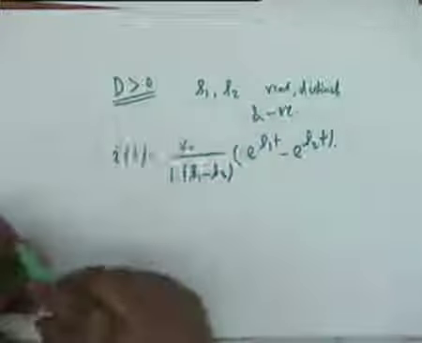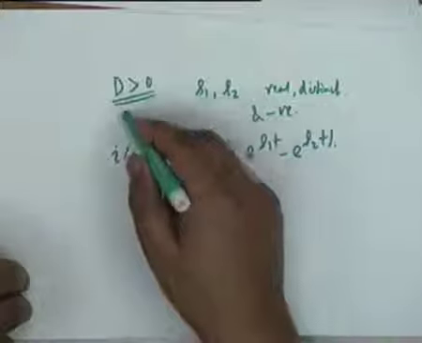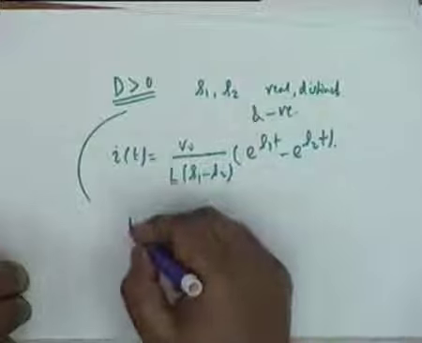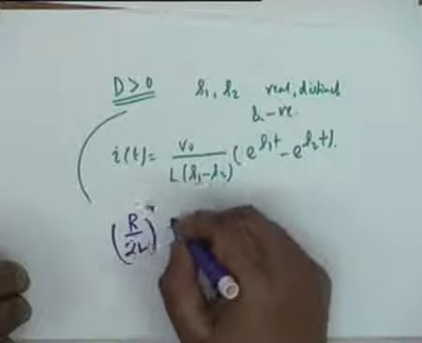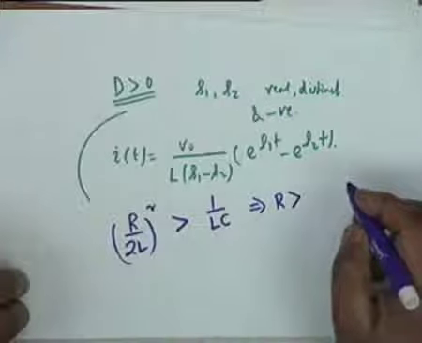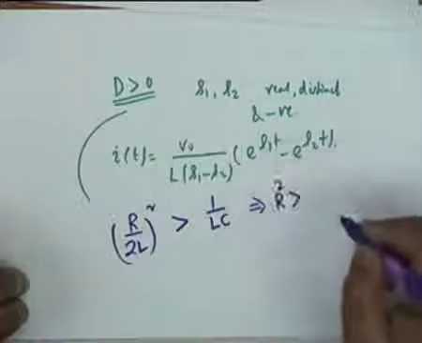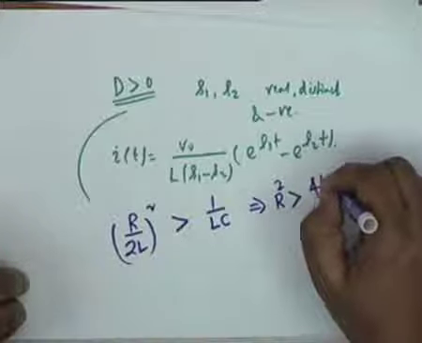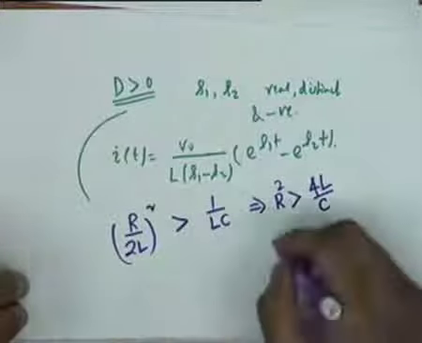D greater than 0 means that R, L and C are such that this quantity, R by 2L whole squared, is greater than 1 by LC. Let us look at this. This is also interesting. D greater than 0 means that R should be greater than... R square should be greater than 4L by C. Is that right? That is, R should be greater than 2 times square root of L by C.